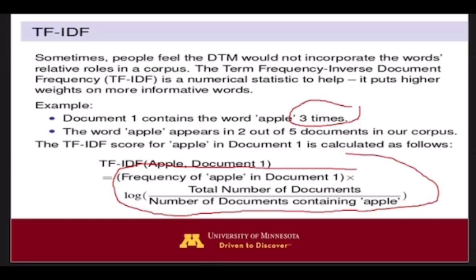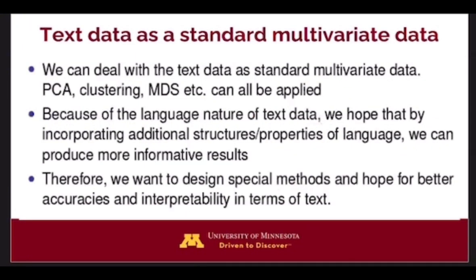Okay, I'm going to move on right now. I want to tell you that text data is a standard multivariate data. Why is it multivariate data? It's multivariate data because every multivariate data can be represented as a matrix. And text data here can be represented as a matrix because we have a document by what? By word. Does that make sense?